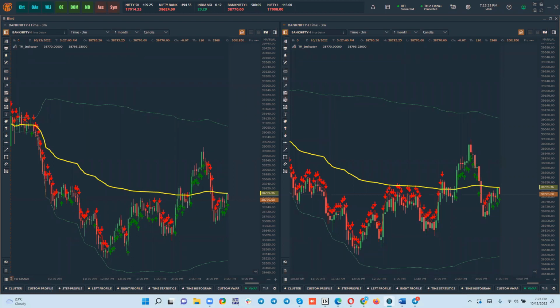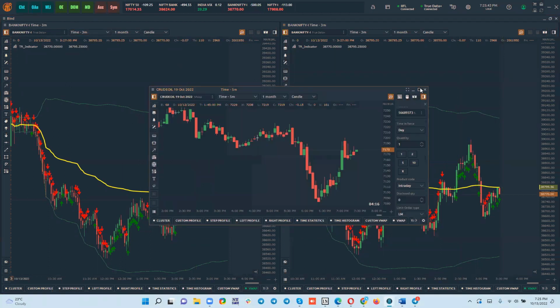Okay. Can this be used for MCX also? Yes, you can use this for MCX. No problem. Okay. Can you show the chart for copper? Let's open the copper chart.